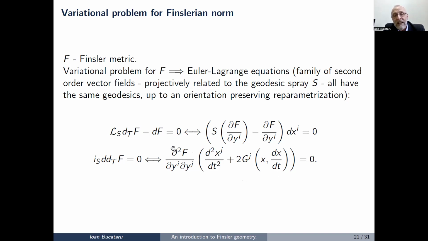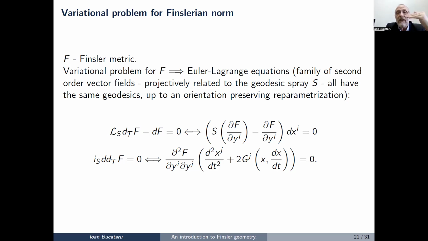So what happens here is that this Hessian of the Finslerian norm is degenerate. It has actually the rank n-1. Because it has the rank n-1, it does not have the maximal rank. This system does not uniquely give us one spray. It actually gives all the sprays that are projectively related. So it gives all the systems of differential equations with the parameter not fixed.